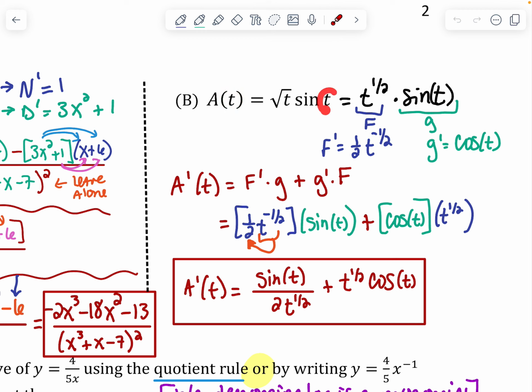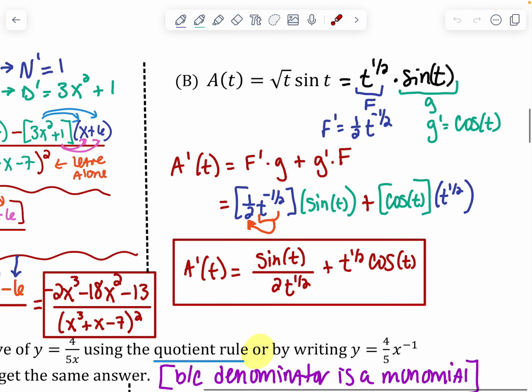Question B lets me know that my input value or variable is a t. I see a t under a radical, I see a t as part of a sine, and I think of them as being multiplied. So the square root of t I'm going to rewrite as t to the 1/2, so I can use the power rule. The sine of t doesn't need to be rewritten, but I am going to think of it as my other function.